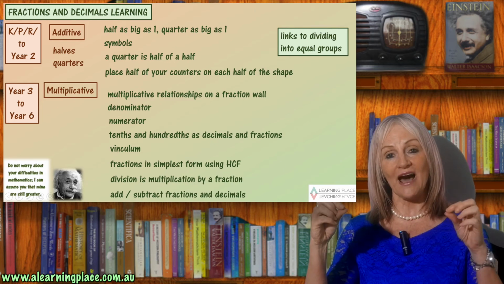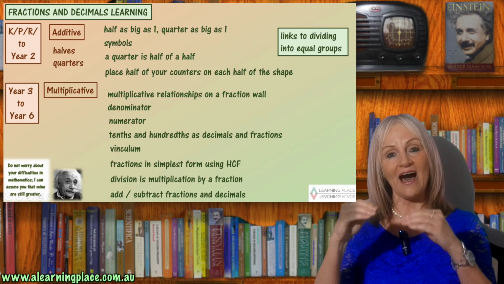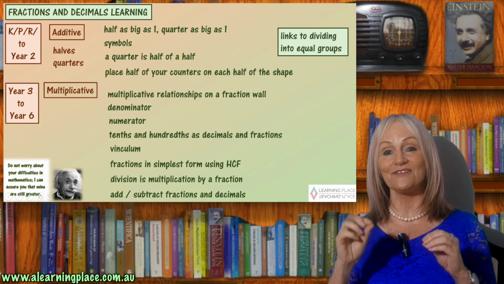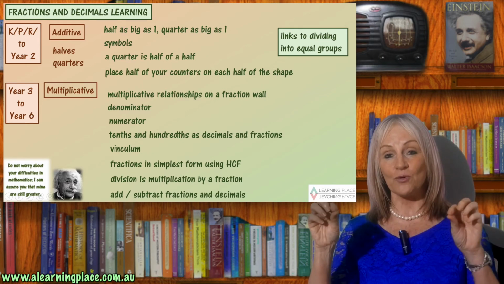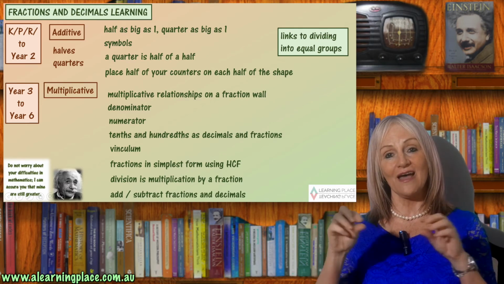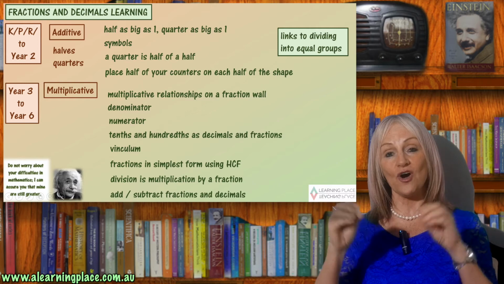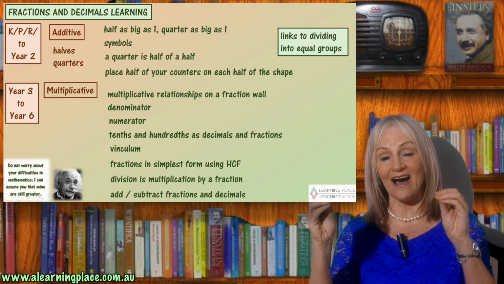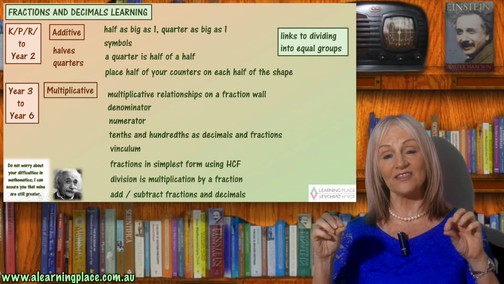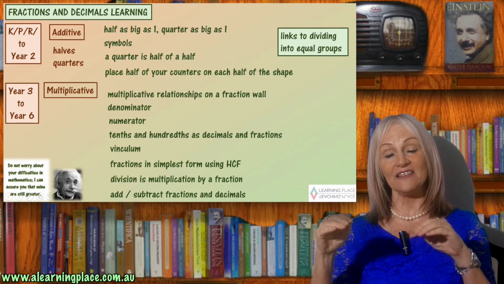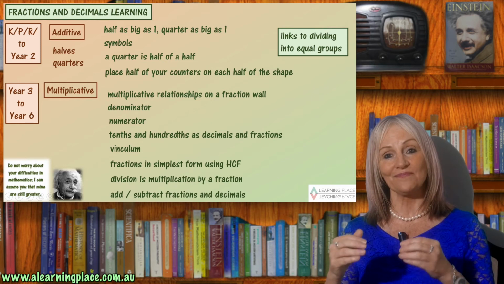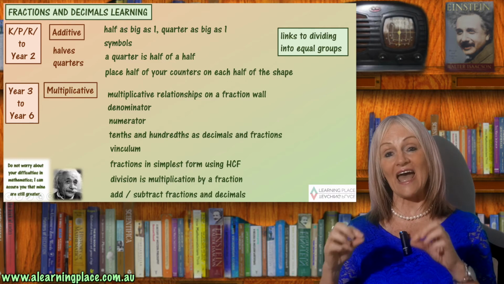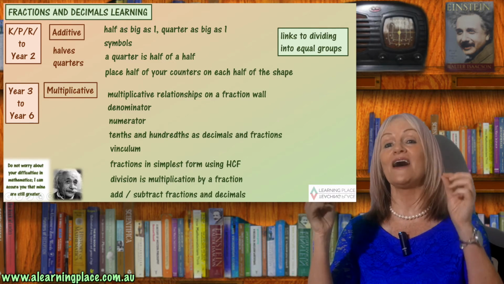So when they put their halves on their fraction wall, a half is a half of 1. That's a multiplicative relationship. When they put their quarters on their fraction wall, a quarter is a quarter of 1, and a quarter is half of a half. When they put their eighths on their fraction wall, an eighth is an eighth of 1, an eighth is half of a quarter, and an eighth is a quarter of a half.